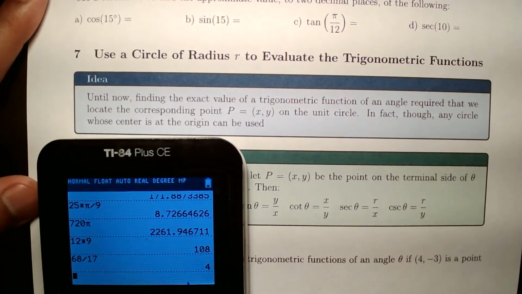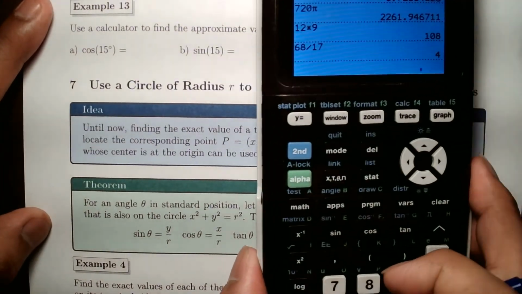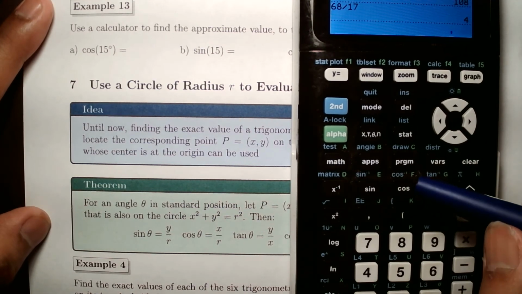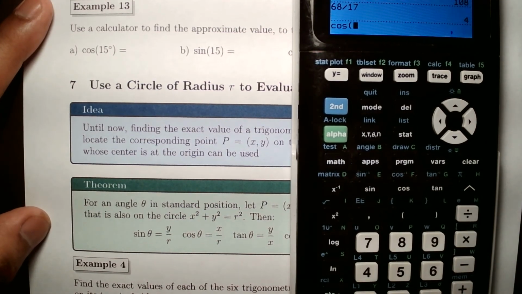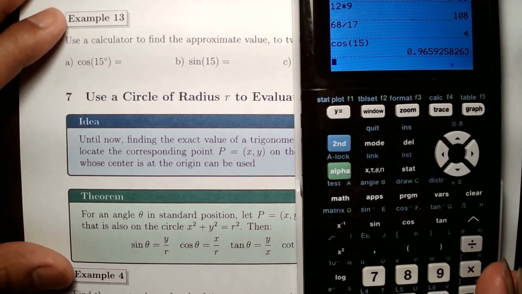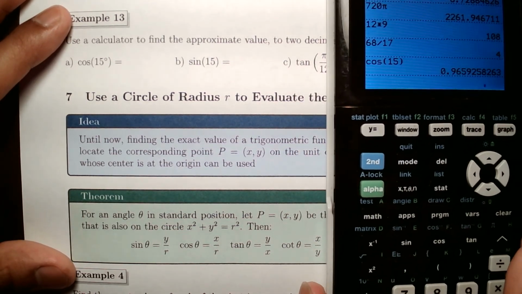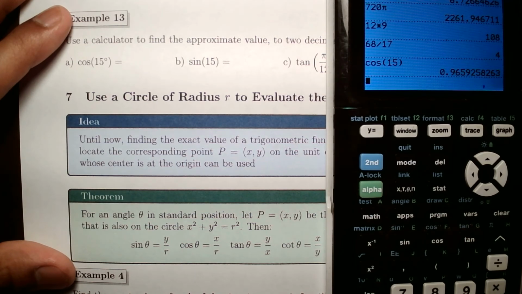So cosine of 15 degrees, oh, it's right here. All we do is simply press the cosine button and type the number 15 and close the parentheses, click enter, and the cosine of that value is 0.9659, and we want 2 decimal places, so this is going to be 0.97.